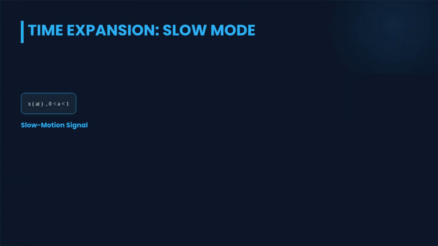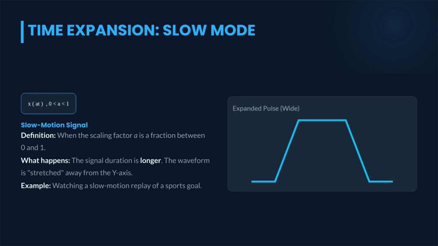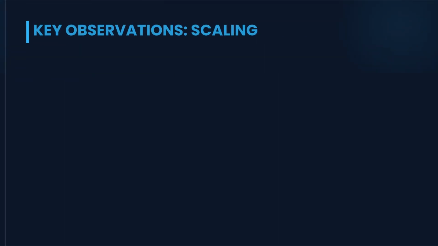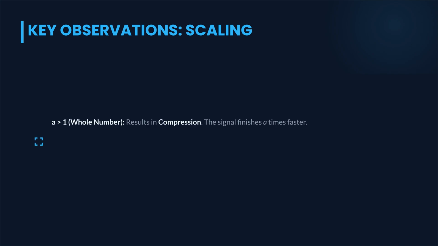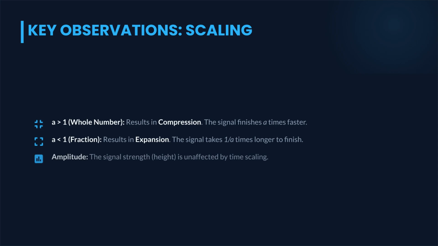Time expansion, or slow mode, happens when the scaling factor a is a fraction between 0 and 1. The signal duration is longer, and the waveform is stretched away from the y-axis. An example is watching a slow-motion replay. Key observations for scaling: a factor greater than 1 results in compression, making the signal finish faster. A factor less than 1 results in expansion, making the signal take longer. The signal's amplitude is unaffected by time scaling.